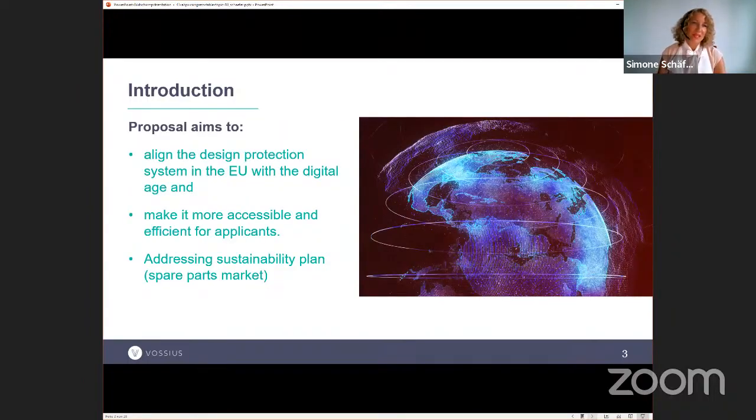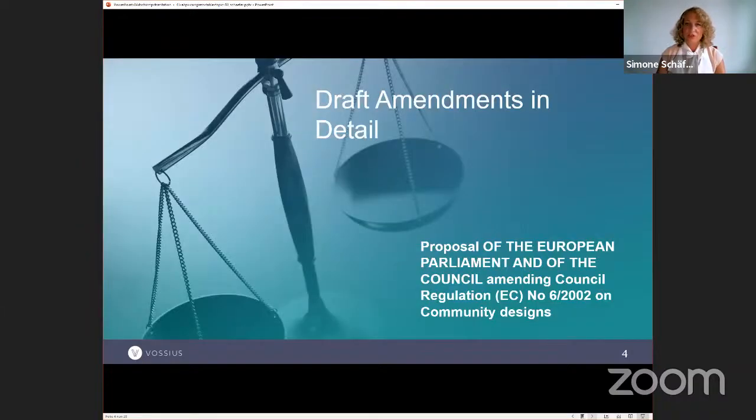And the proposal aims to mainly align the design protection system in the EU with the digital age, make it more accessible and efficient for applicants. And then last but not least, the most interesting topic also for today, it's about addressing the sustainability plan for the spare parts market, which may be known to you already under the topic of the repair clause.